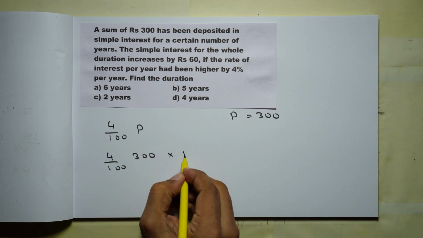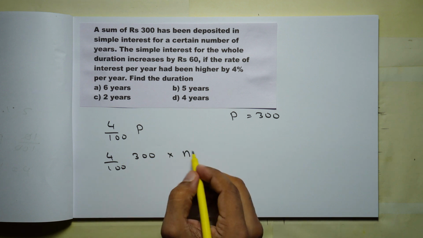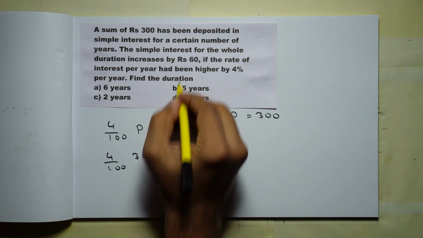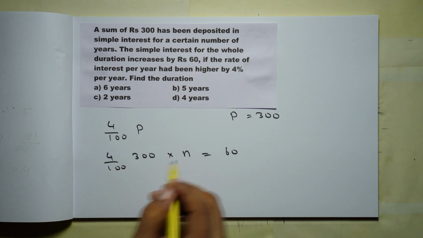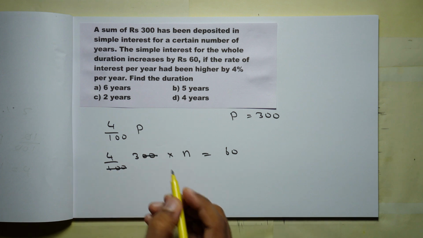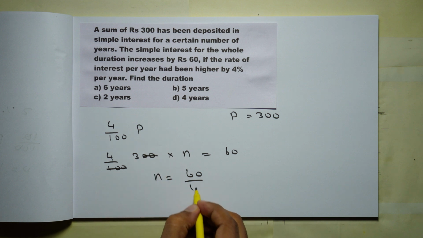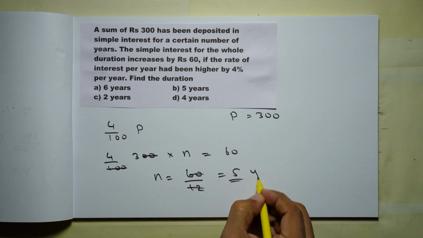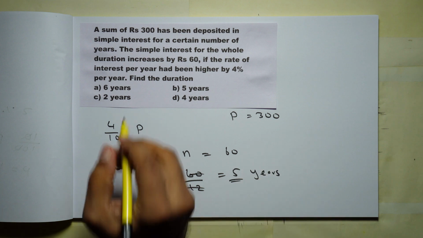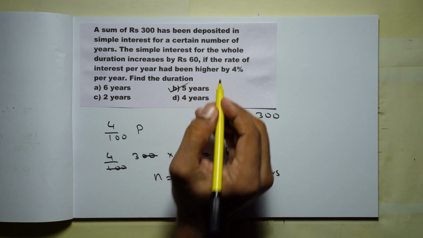Like that for let us say n years. So this is the total that you get extra, and that extra is given as rupees 60. So we'll just solve this and calculate the value of n. I'll cancel out the zeros. So n you will get as 60 by 3 into 4, which is 12. 12 divides 5 times, so n is equal to 5 years. So the duration, n is equal to 5 years, option B.